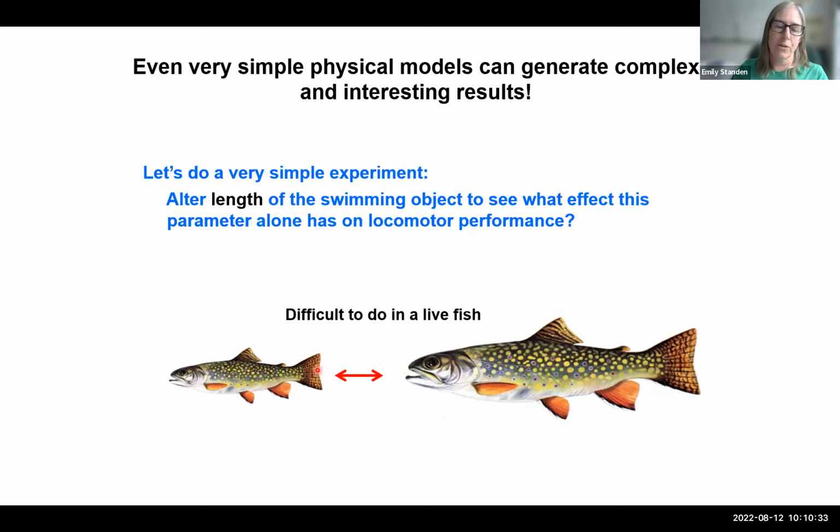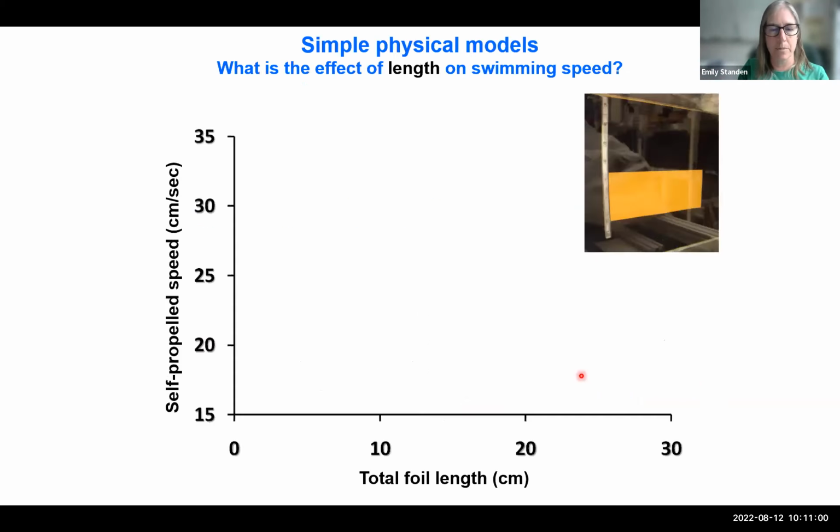And so if you think about it in terms of fish, it's very difficult to do on live fish because a small fish and a big fish, sometimes it's hard to get a good size range. Also, there are other developmental and physiological parameters that can change, as well as morphological ones, between small and large fish of the same species. So using a flapping foil gets at exactly that variable, length, and how it affects locomotor performance.